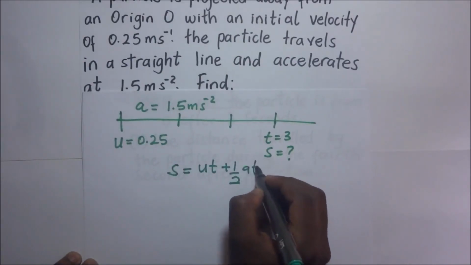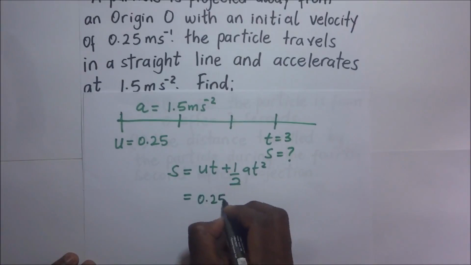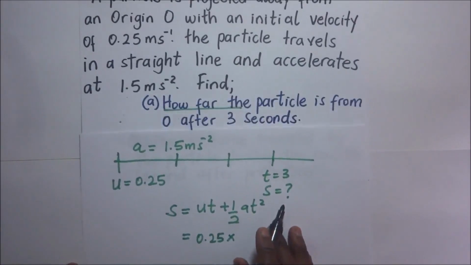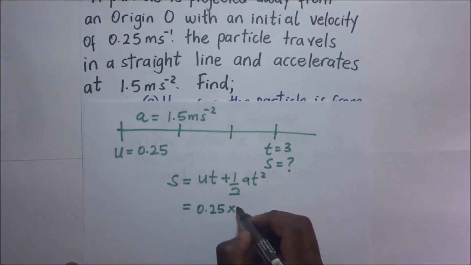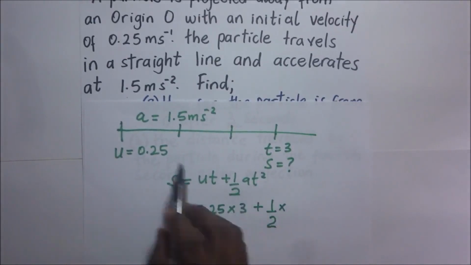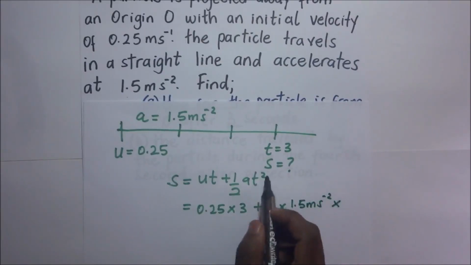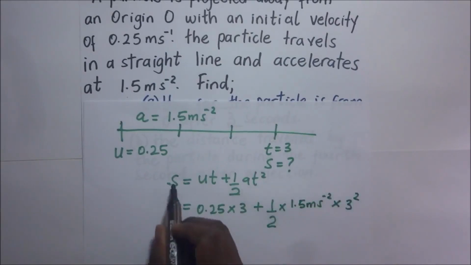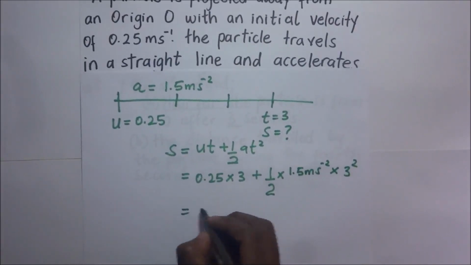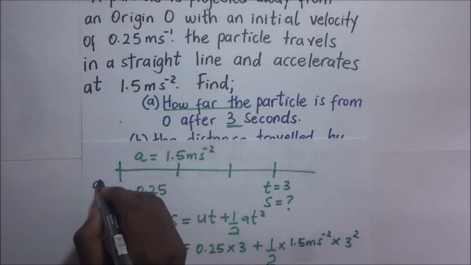a half at squared. We know that our initial velocity u is 0.25, so it's going to be 0.25 meters per second. Multiply that by the time; the question wants us to find how far after 3 seconds, so it's times 3, plus times a half, times the acceleration, in this case 1.5 meters per second squared, multiplied by time squared, which is 3 squared. We need to find the s. And of course our value, the distance, when you sum it all up, is going to be 7.5 meters. So that's our answer to part A.